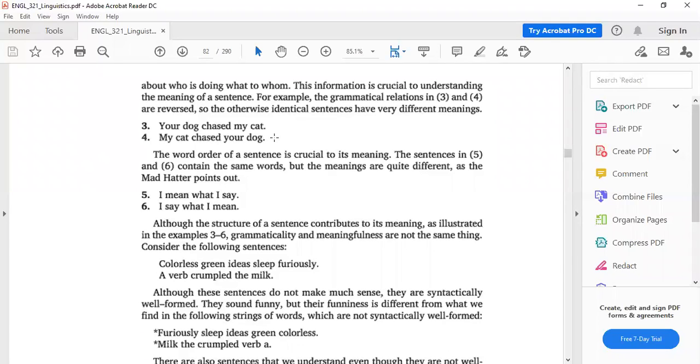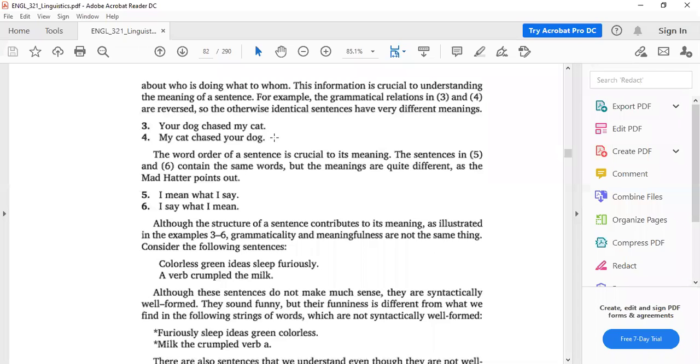In 4, it is the other way around. The cat is doing something to the dog. So the subject is the cat and the object is the dog. Does this difference in word order result in a difference in meaning? Yes, of course. So this difference in word order leads to a difference in the grammatical relations. And this difference in grammatical relations leads to a difference in meaning.